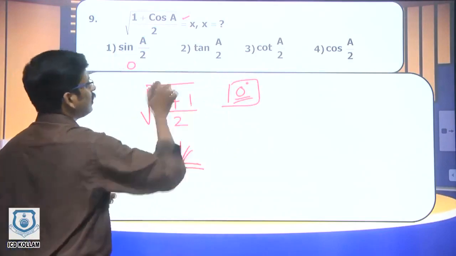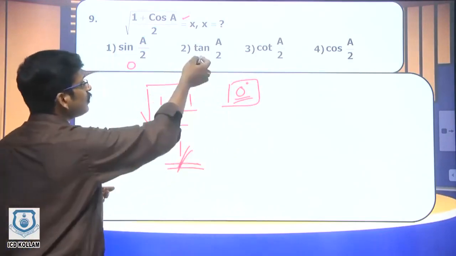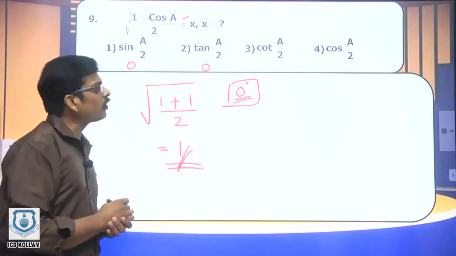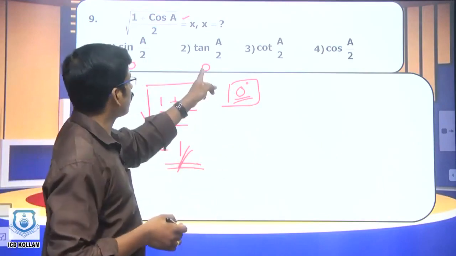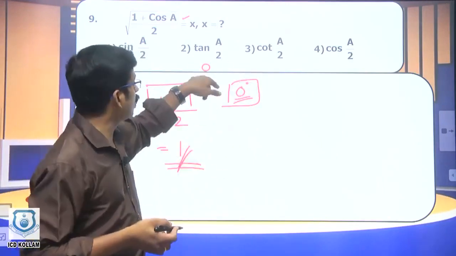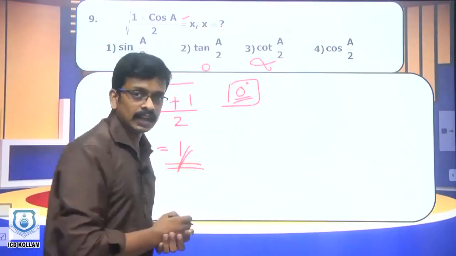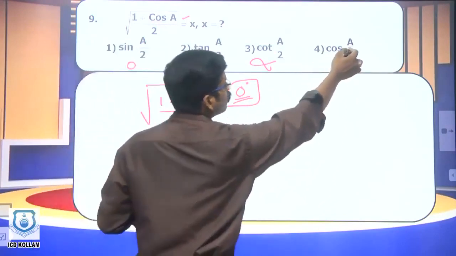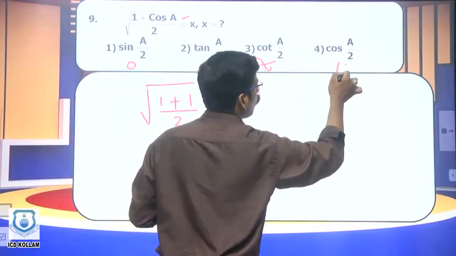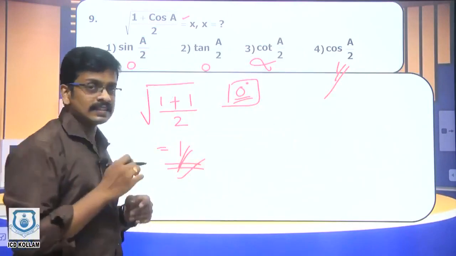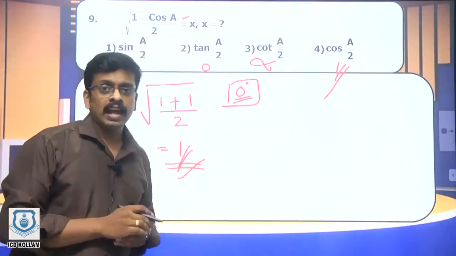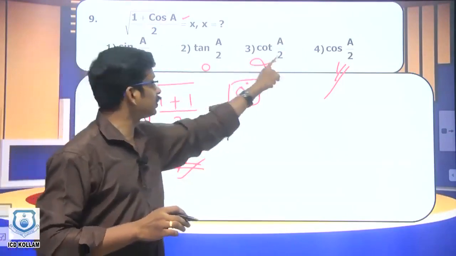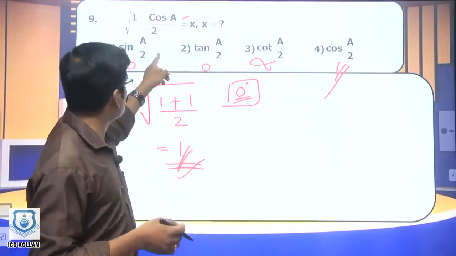And again applying tan, 0 by 2 is 0, and tan 0 is not equal to 1, tan 0 is 0 itself. Cot 0 is not defined, it is actually the reciprocal of 0. 0 by 1, the reciprocal is 1 by 0, it is not defined, infinity we can say. Cos A by 2, cos 0 is 1. So we get the same 1. So we can say by substituting any value for A, we get this result.